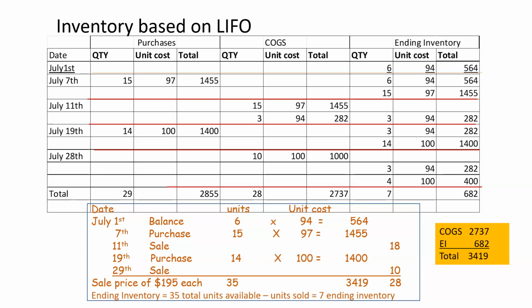As a matter of fact, I always do this chart that I show on the bottom, where I show the total units available for sale, which is 35. I also know that I sold 28, which means I've got ending inventory of 7. If I do it correctly, that's what I should end up with.